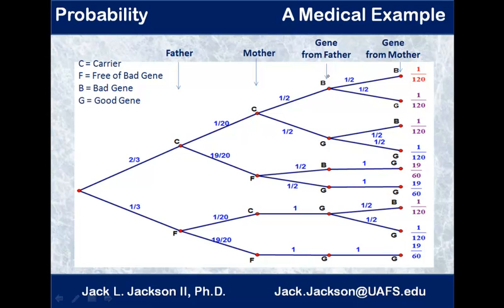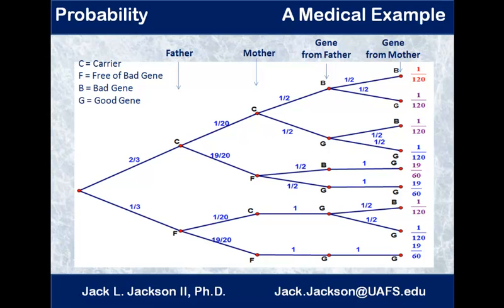Now, once we look and see what could happen from the gene from the father. Remember in this top branch, the father is a carrier, so he could produce either a bad or a good gene to pass on to the child. Similarly, the mother is also a carrier, so she could also pass on a bad or a good gene. Each of those bad or good has probability 1/2. Now, if we go down here where we have carrier then free, the father is a carrier, so he could produce a bad or a good gene to pass on to the offspring. But the mother's gene is definitely going to be a good gene, so with 100% probability, or probability of 1, that will happen.